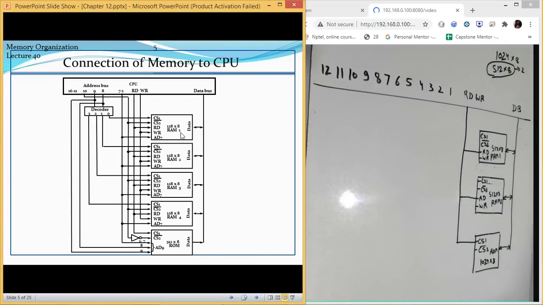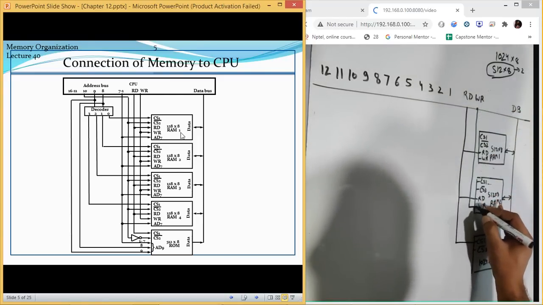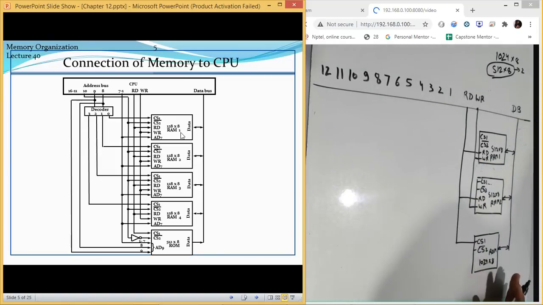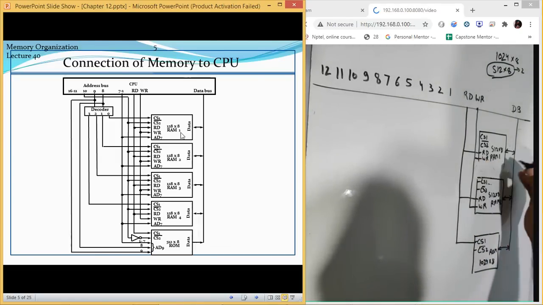After this, the next thing is write line. Now the write line is not present in the case of your ROM because we can't write anything on ROM. So ROM will not be connected. Now let us talk about the address lines.